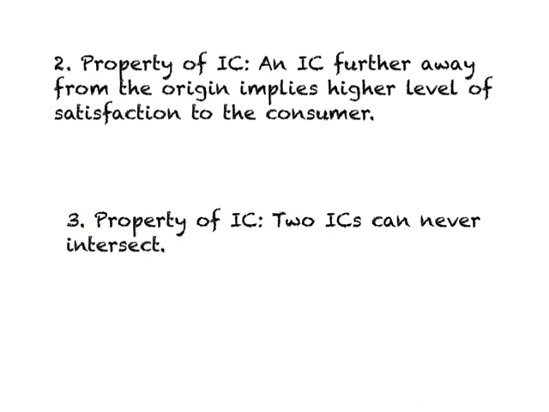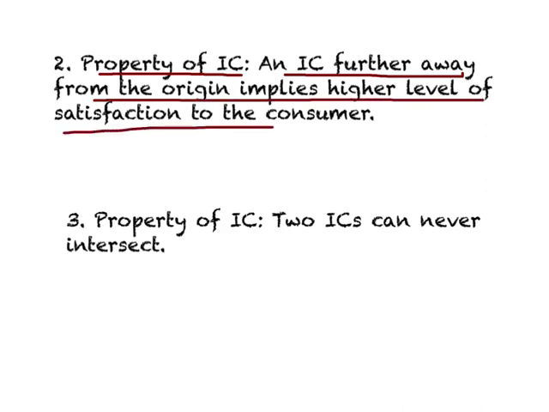So based on the previous diagram, we get the second property of indifference curve, and that is an indifference curve further away from the origin implies higher level of satisfaction to the consumer. The opposite is also true, that is, an indifference curve closer to the origin implies lower level of satisfaction to the consumer. Now let's move on to the third property of indifference curve, and that is two indifference curves can never intersect. It's just not possible given the assumptions that we have made.